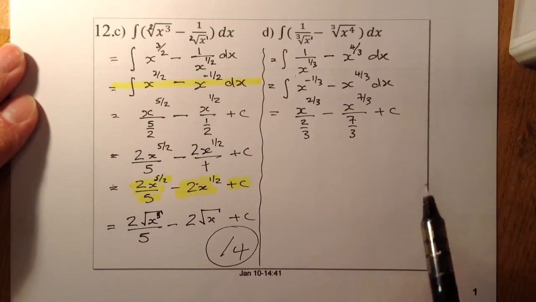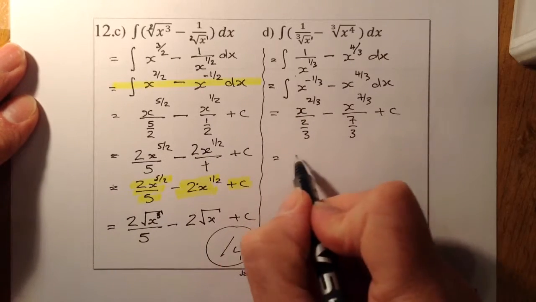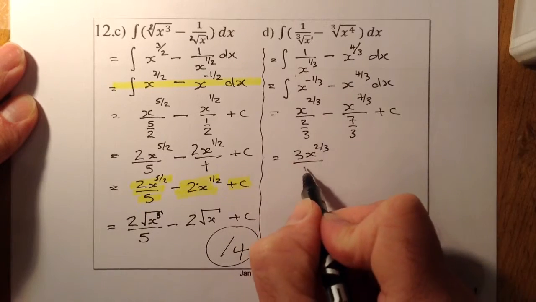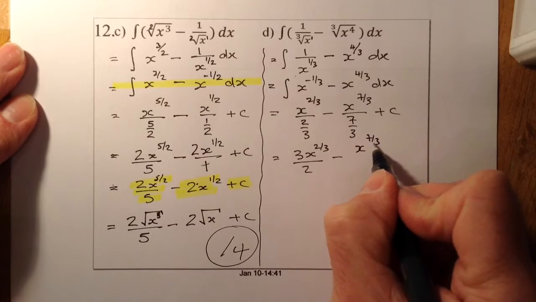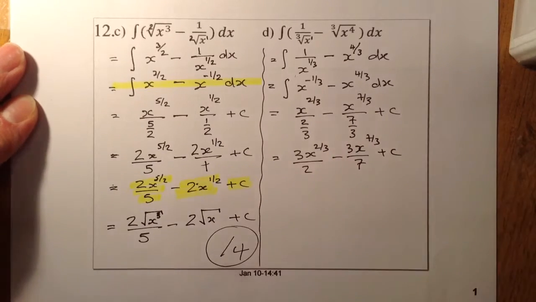Got the constant of integration again because I've no limits to work with there. Sorting this part out, I'll go 3x to the 2 over 3 all over 2 minus x to the power of 7 over 3. I've got a 3 that's going to go there and the 7 on the bottom. So that's the way we've just worked that out from there.